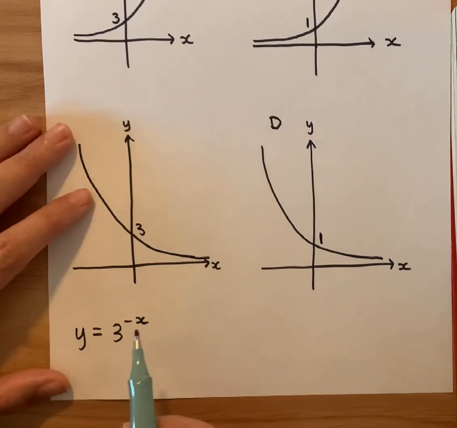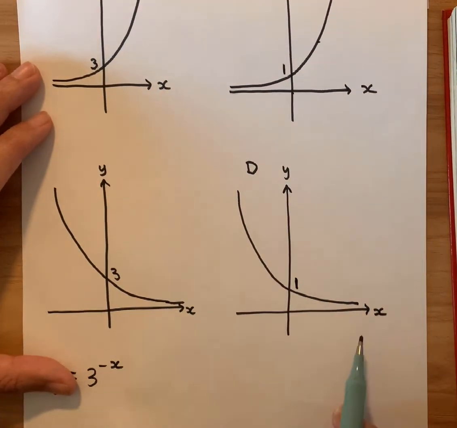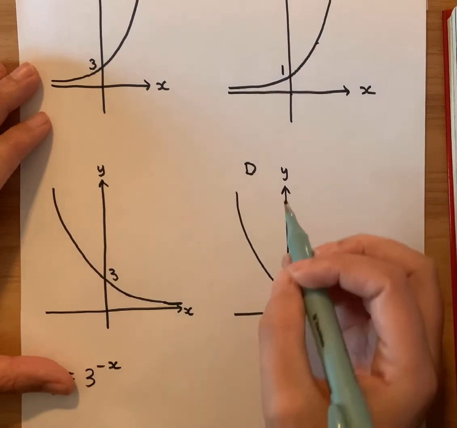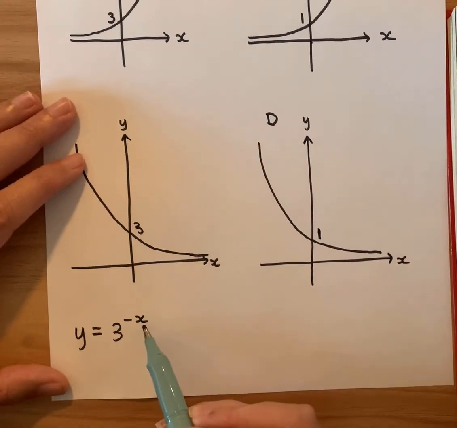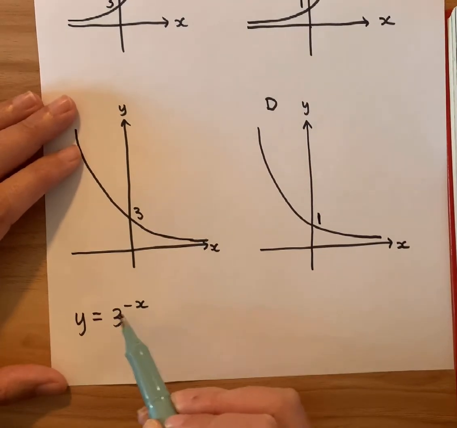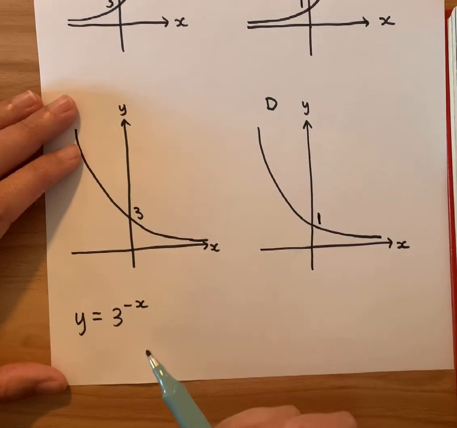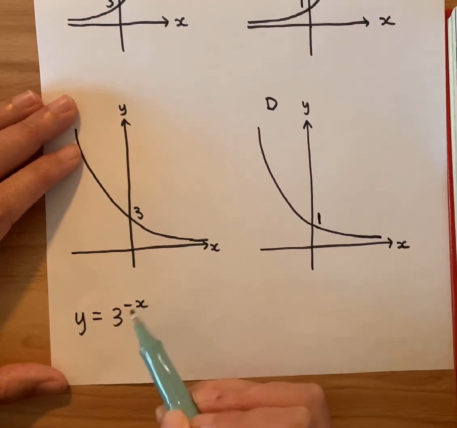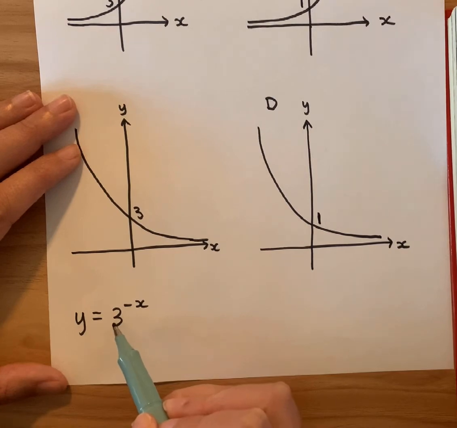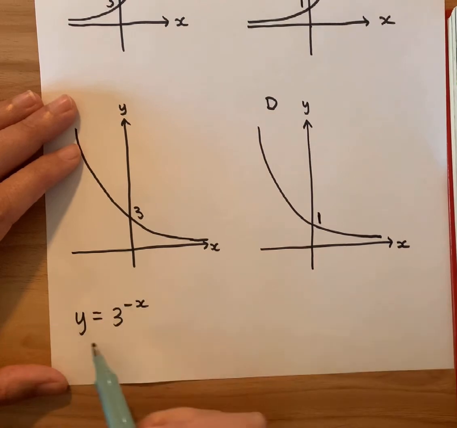And the reason for that is, well, we know the y-axis, that's this line here. So that's when x is equal to 0. This line here is where x is equal to 0. So if we were to substitute x equals 0 in here, we would get 3 to the power of 0, or 3 to the power of minus 0, which is just 3 to the power of 0. And any number to the power of 0 is always going to be 1. So it doesn't matter what number you have here, even if it was 5 to the power of 0, it's still going to be 1. So any equation that looks like this is always going to cut the y-axis at 1.